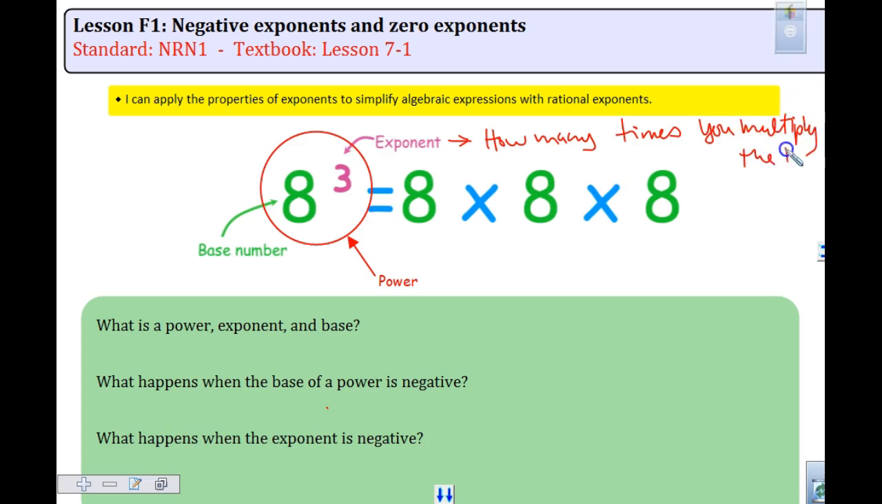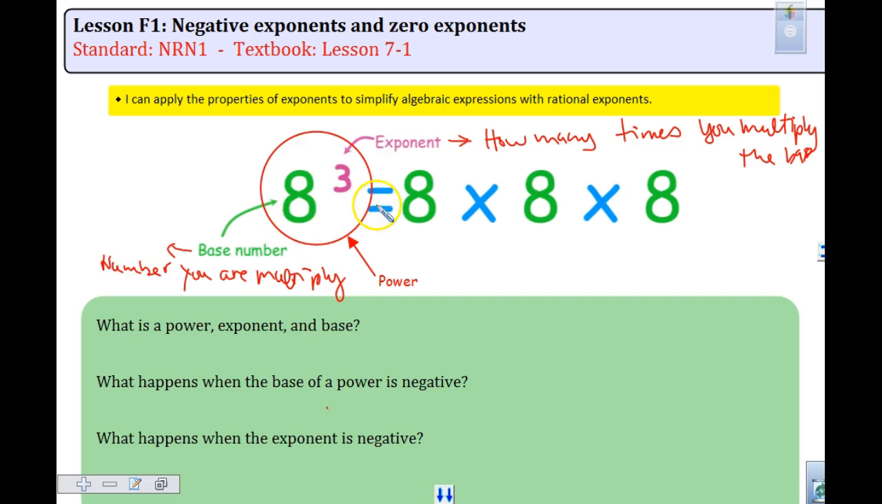And in this case, our base is the 8. And the 8 is the number that's being multiplied. So when we talk about our base number, this is the number that you are multiplying. So in this case, we had 8 to the 3rd. And this whole thing is called the power.